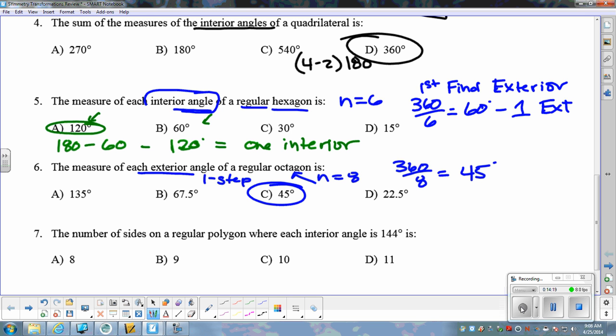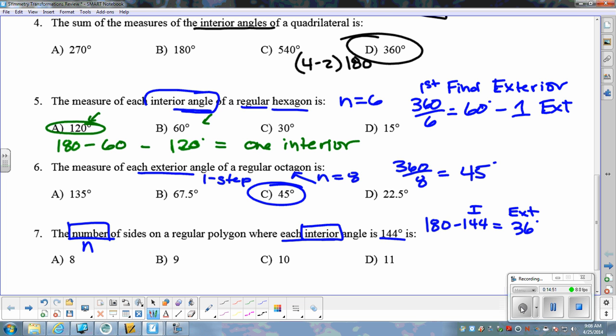Finally, number 7, the number of sides of a regular polygon where each interior angle is 144. So here we're trying to find n, the number of sides. Regular polygon, and you have each interior angle, careful, is going to be 144 degrees. So the first thing I want to do is subtract 144 from 180 in order to get an exterior angle. So I have an interior, I want the exterior angle. If I subtract 144 from 180, that's going to give me 36 degrees.